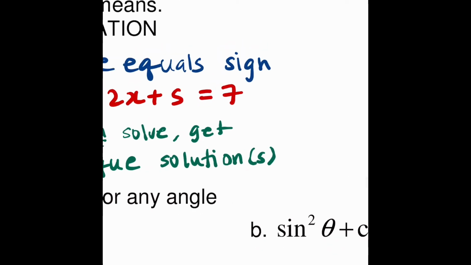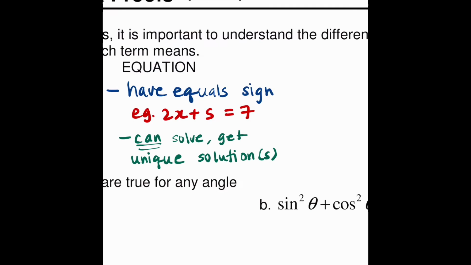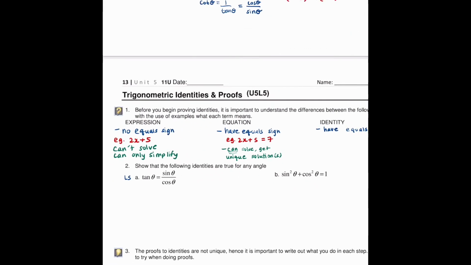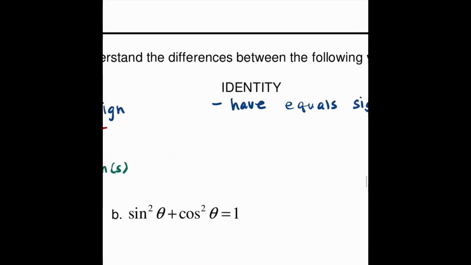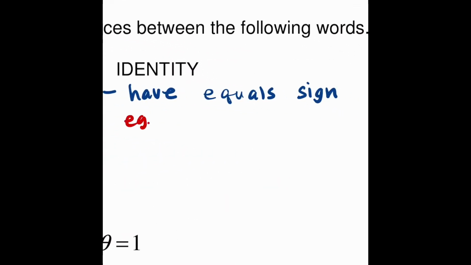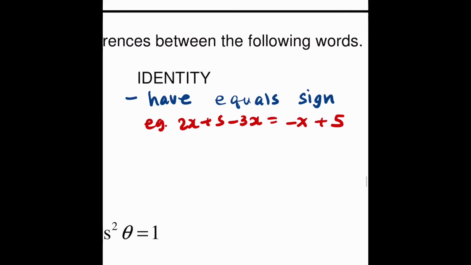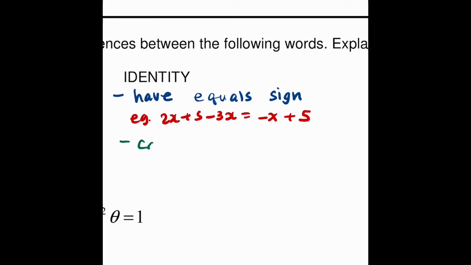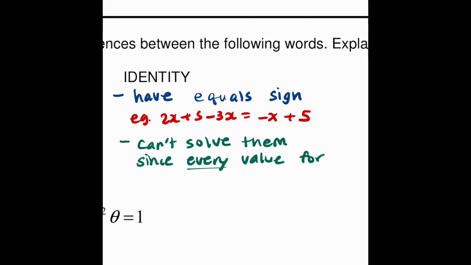So for example, you might have 1 or 2 answers where this is true. That's an equation. So expression equations are familiar. Meanwhile, if you have, for example, 2x plus 5 minus 3x is equal to negative x plus 5, for this you can't solve for x, since every value for x works. And you can prove them.